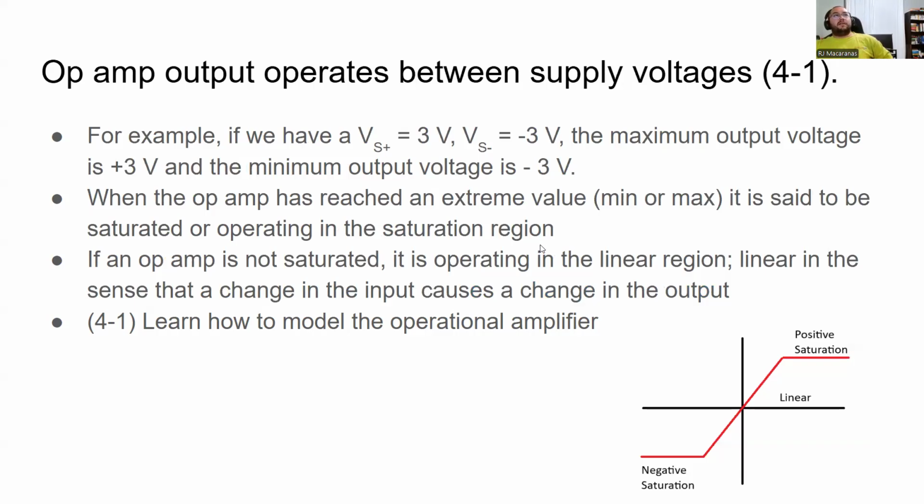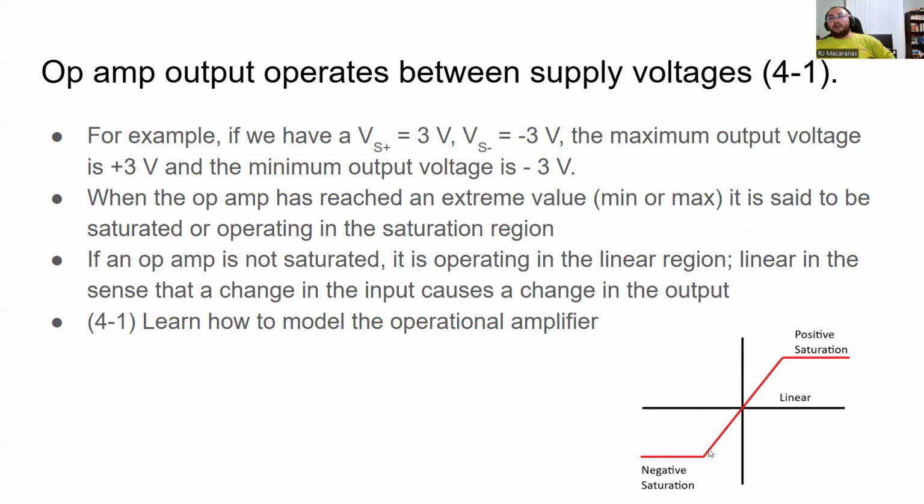So the output of the op amp is always going to operate between the supply voltages, right? For example, if we have our positive supply to be 3 volts and our negative supply to be minus 3 volts, then the maximum output voltage is positive 3 volts and the minimum output voltage is minus 3 volts. And so whenever it's reached this extreme value, it's said to be saturated or operating in a saturation region.